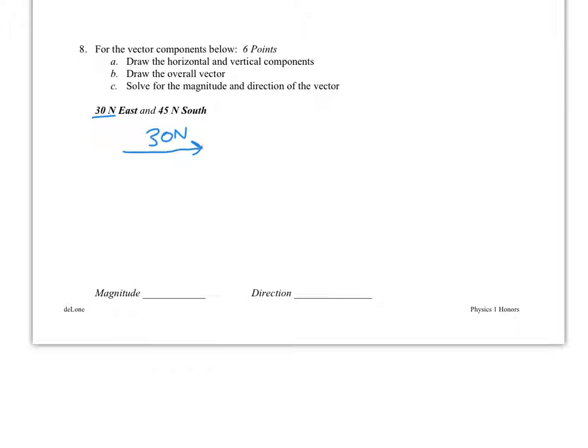And then from there, tip to tail, we're going to go 45 newtons south. So that's going to be a vector that looks like that. We see there how that tip to tail is lined up. So that means that overall my vector is going to be down and to the right here. So we're going to solve for the hypotenuse and also for this angle here. When it says solve for the direction, that's really what it's talking about. It means find the angle that that vector makes. Give the direction including the angle.